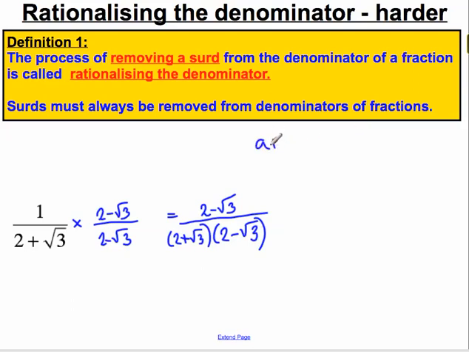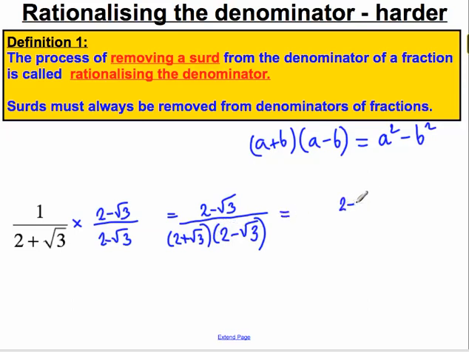If ever you have two brackets where inside the brackets are the same numbers or expressions, but in one of them it's an add and in the other one it's a subtract, the answer is always the first term or number squared subtract the second term or number squared. We seem to have this on the bottom now. A plus b multiplied by a minus b. 2 plus root 3 multiplied by 2 minus root 3.